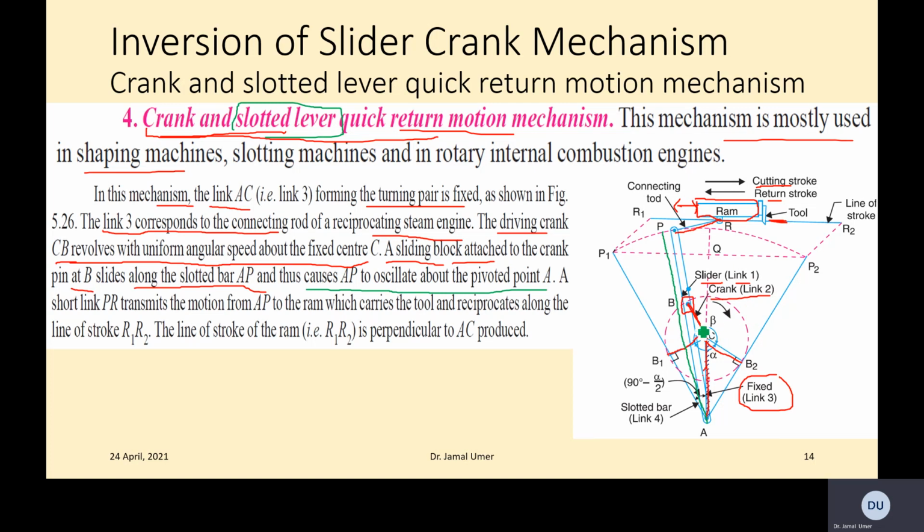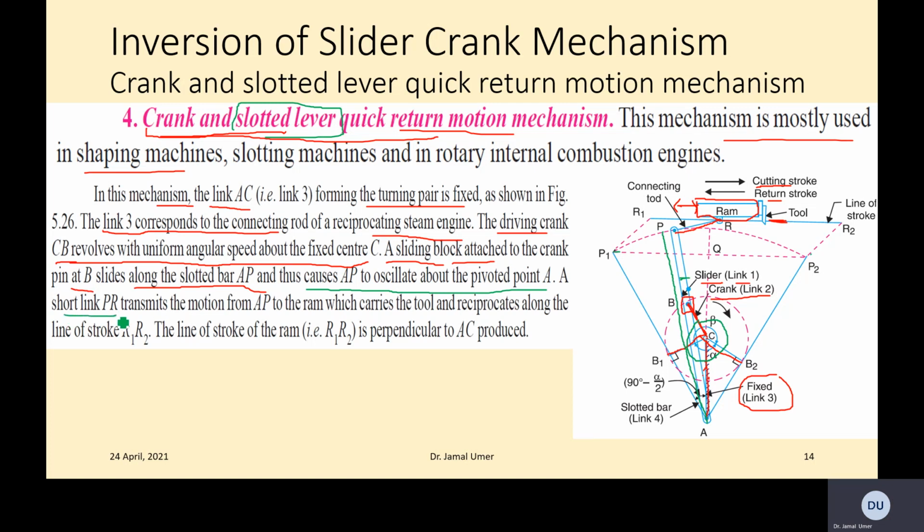Now, if you try to understand what is happening, CB is rotating like this. When it's rotating, it is causing the oscillation of this lever. So this P is basically oscillating from point P1 to point P2. So this is like the extreme position of this slotted lever.